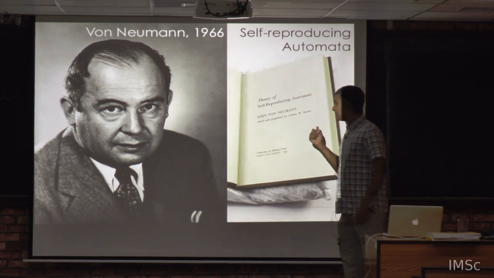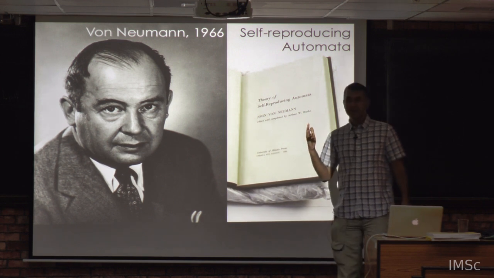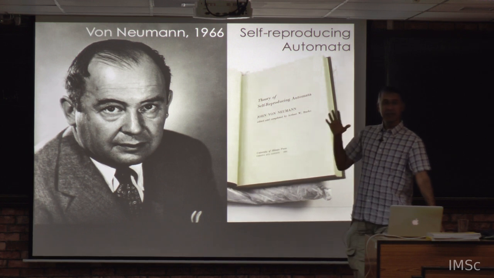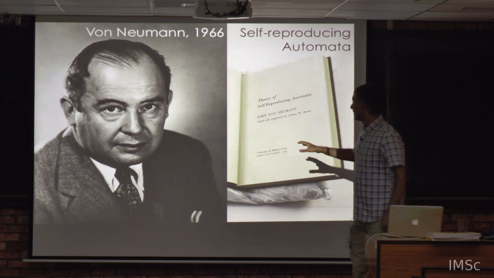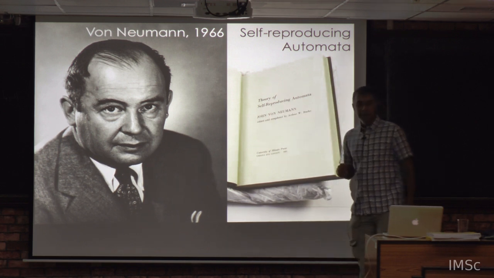So, von Neumann, how many of you have heard of von Neumann? He's one of the most prolific, influential scientists of the 20th century. He worked in quantum mechanics, information theory, all kinds of applied work. And apart from everything else, he wrote this book called The Theory of Self-Reproducing Automata.